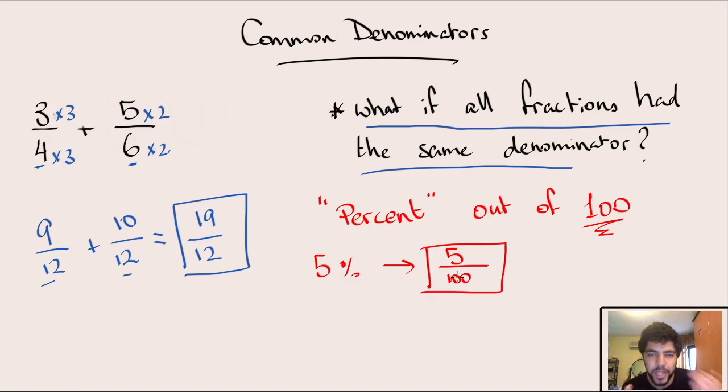And so percents is a way to make communication easier. If we all agree that we have the same denominator, then life becomes a little bit easier. Okay, so this is all we're doing. And so you can think of percents as just an extension of fractions, where the denominator is always 100.